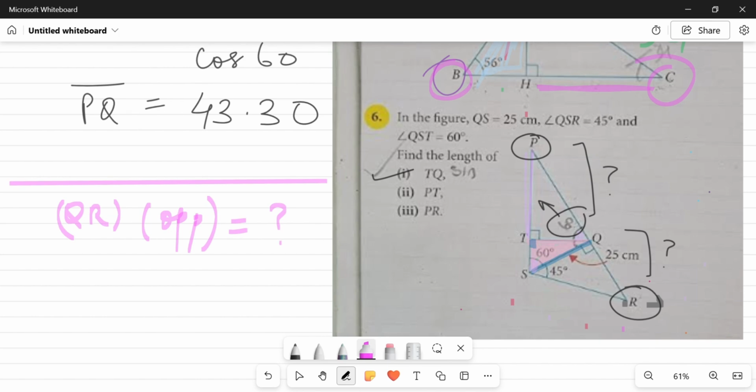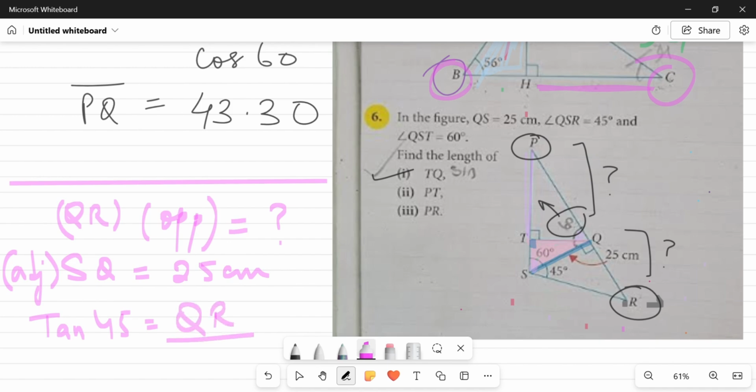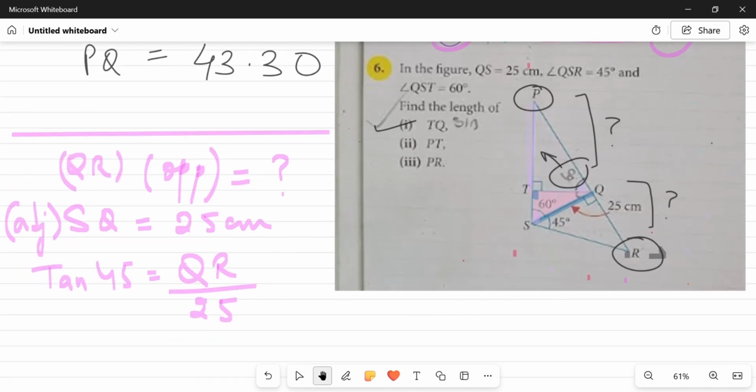According to the angle of 45 degrees, SQ is given to us. We write down that the measurement of SQ is 25 centimeters. So we have opposite, and SQ is adjacent. Adjacent and opposite, so OA, which is basically tangent. So we will use tangent 45. Tangent is opposite over adjacent. Opposite is QR here, and adjacent is 25 centimeters.